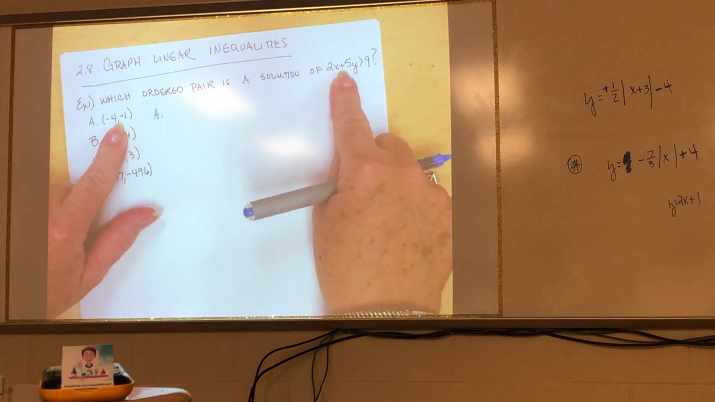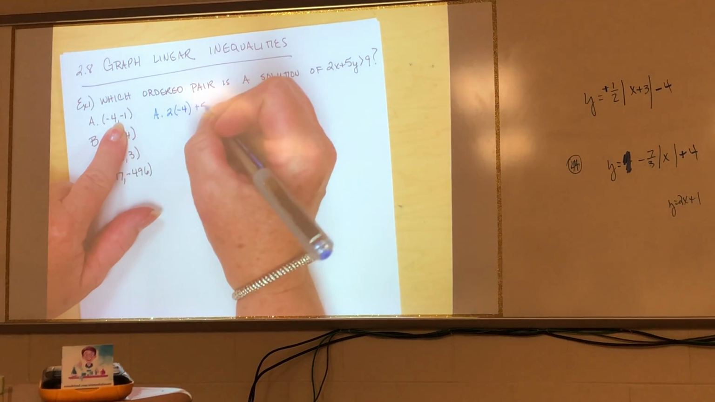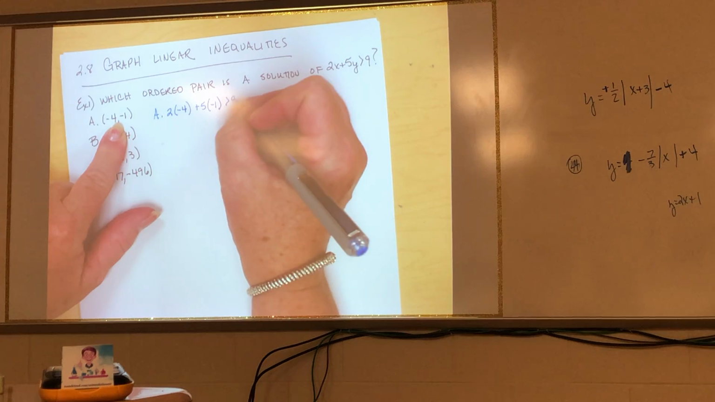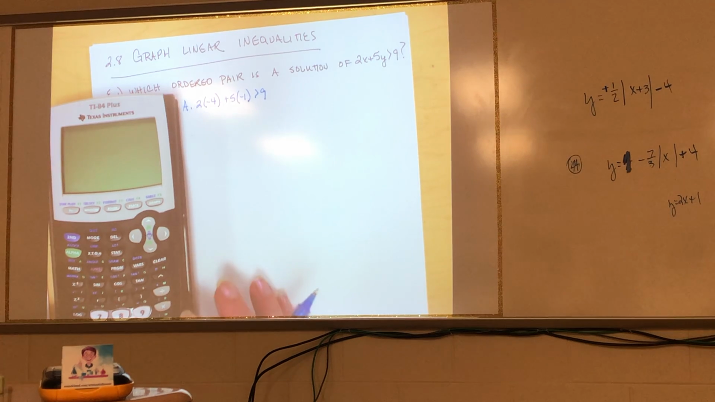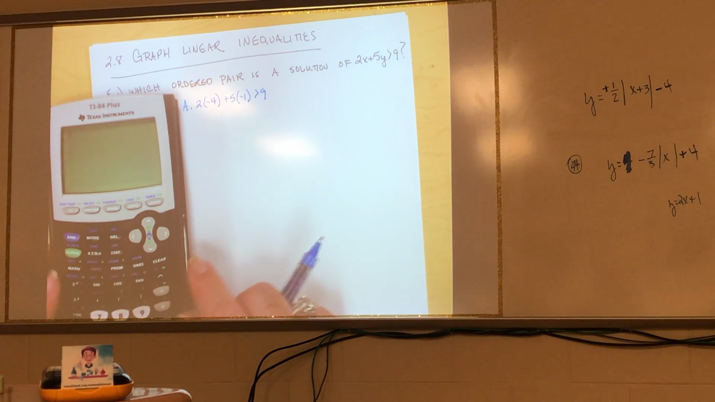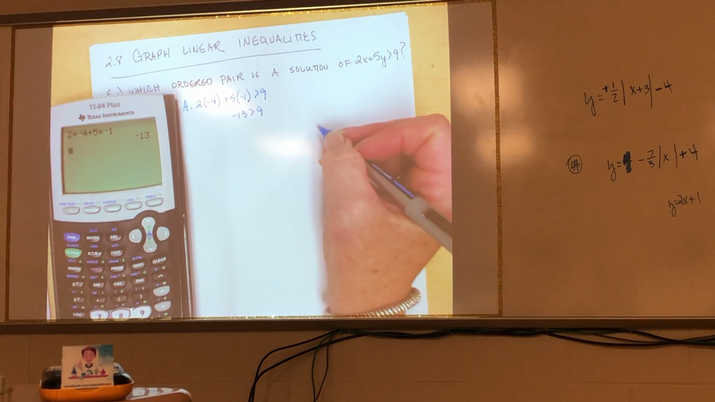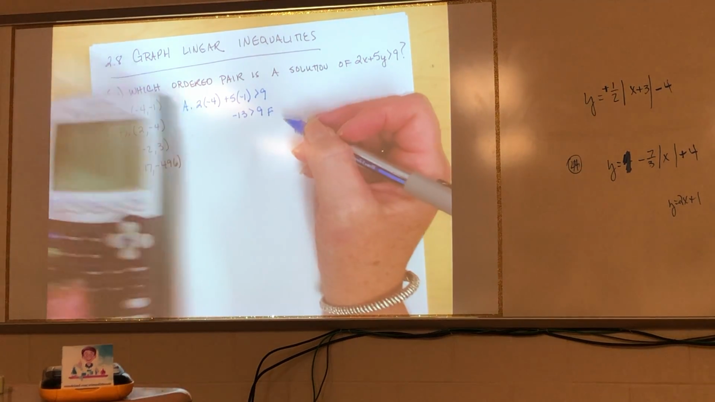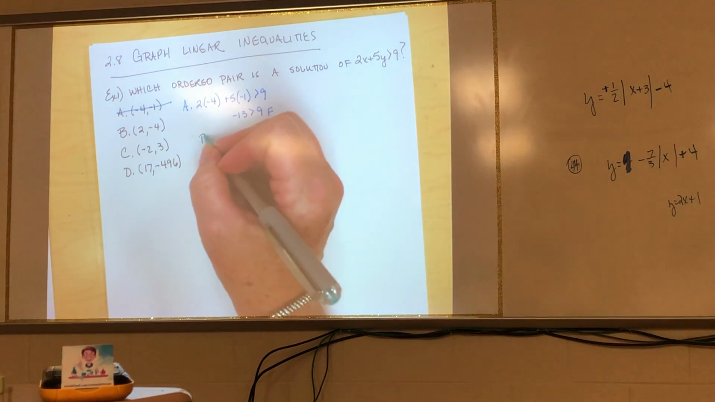So the first one I'm going to plug in is this guy. So I'm going to go over here and plug him in and work it out. So 2 times -4 is x, plus 5 times -1 is y, is greater than 9. And heavens knows we're taking a test, so we probably left our brain at home. All right, so I'm going to pull out my handy-dandy calculator. 2 times -4 plus 5 times -1. So -13 is greater than 9. True or false? False, okay? So it's not A. All right? So now let's look at B.